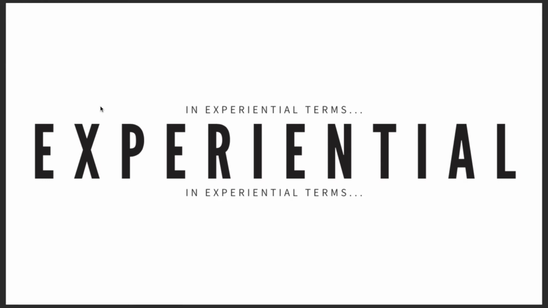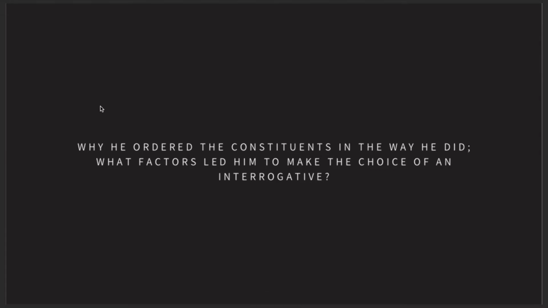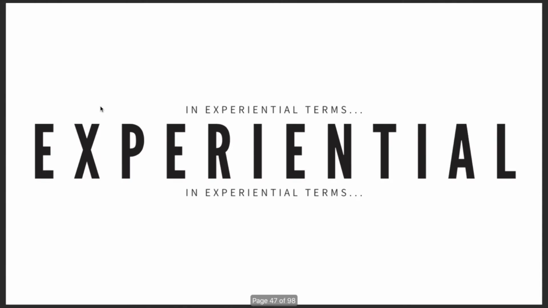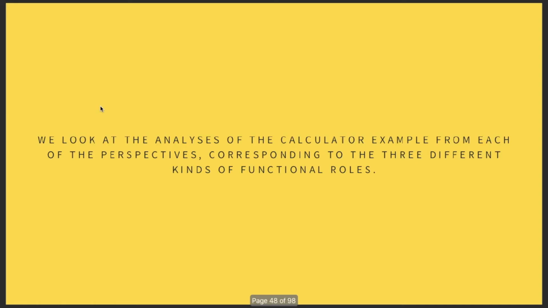And again, it all comes back to functional grammar in answering these questions. Why did he order? It's because there is a particular function. So let's proceed to the experiential terms.